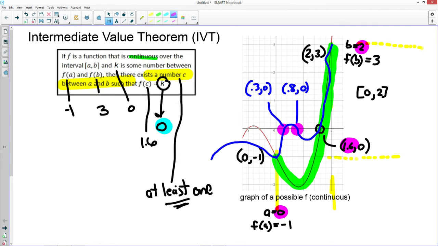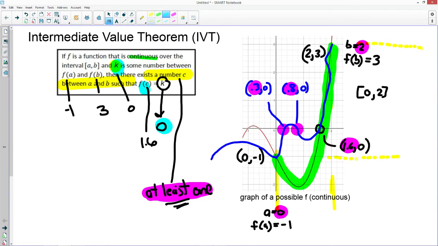So using purple here, there's actually 3. I said before, at least one. It doesn't mean that there's only one. There could be 3, there could be 2, there could be 4, there could be plenty more, depending on how much my function is wiggling around this point. So there are 3 places where the y value is 0. Remember, that's what k is; k is the y value. There are 3 places where k is 0, so there are 3 c values.